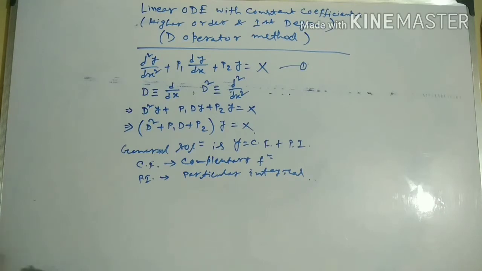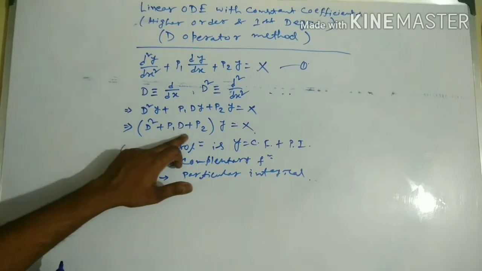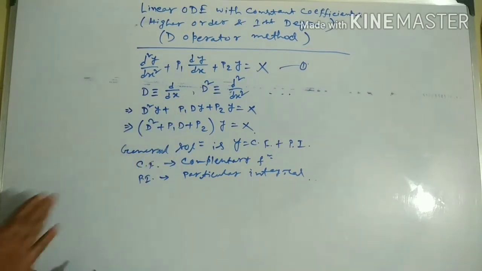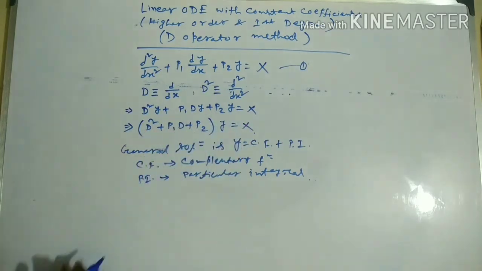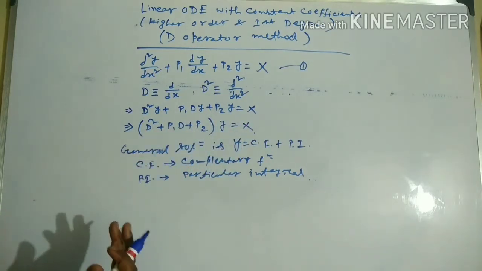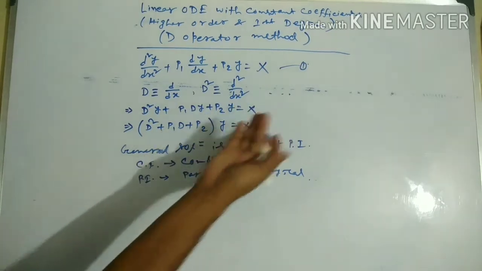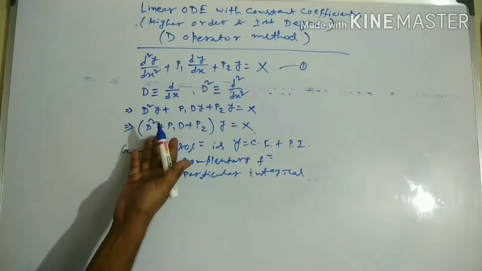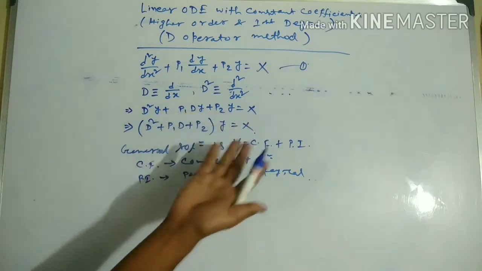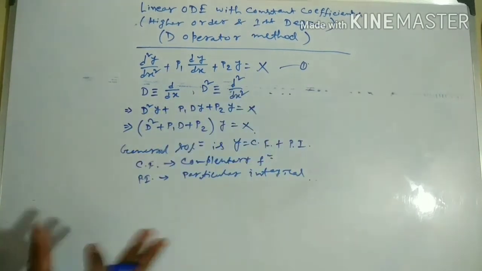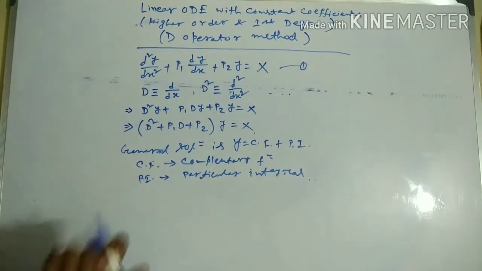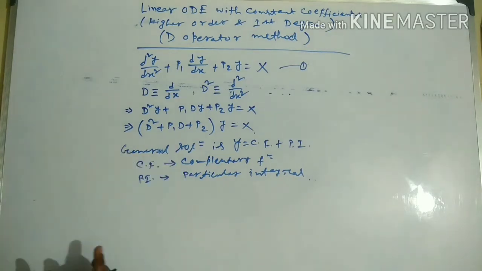Now we see that there is an operator, D square plus p1 D plus p2, in the left hand side. So CF will be obtained from this operator when it is operating on y; I'll discuss the method. And since there is no operator on the right hand side, I can transfer this operator from left to right. Then after transferring to the right hand side, that function will help us to find the particular integral. So first I will discuss how to find the complementary function.